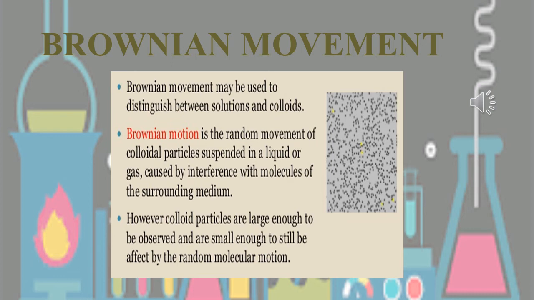When we see a colloidal solution in a microscope, we can see the particles moving at a constant speed and rapidly in a zigzag direction. For example, pollen grains in water. If you put pollen grains in water, the movement will be in a zigzag direction and constant. This is the best example for Brownian movement. This diagram represents the zigzag direction and constant movement.